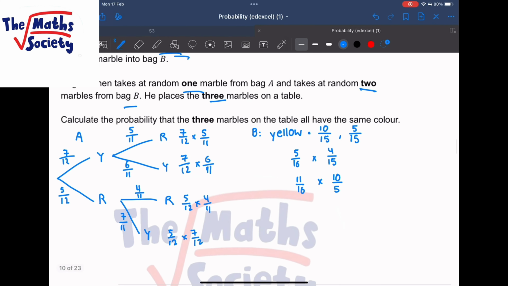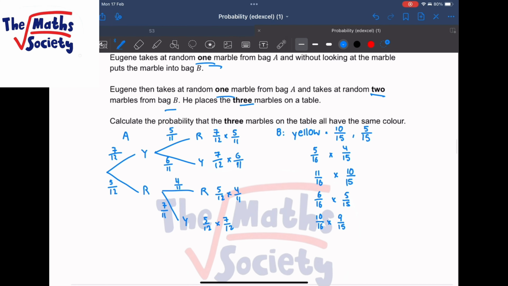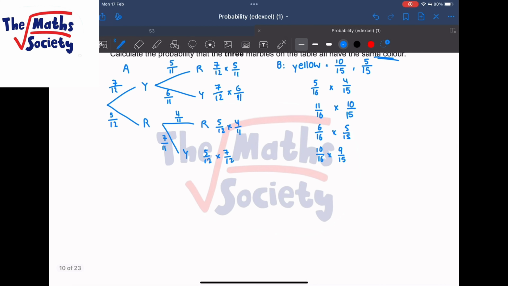Oh, sorry, 10 by 15, I mean. And it'll be 6 by 16 again, multiply 5 by 15. And 10 by 16 multiply 9 by 15, because they have to be, yeah, we have to find the fact that they all have the same color. And we just need to multiply all these, and then we will have the total.